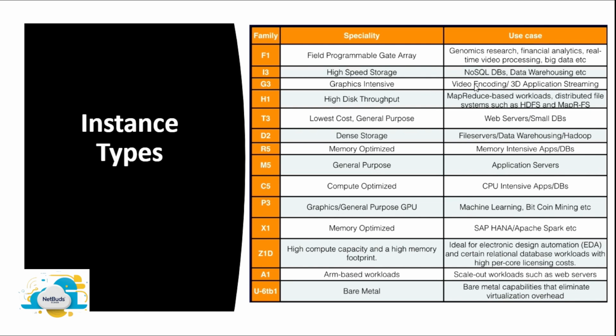In the next column, you can see use cases. If you want to run video encoding or 3D application streaming, you can use G3 type of EC2 instances. Likewise, you can see a wide variety of use cases. You can see SAP HANA, memory intensive use cases, web servers, big data, data warehouse. So you name it, you have all the use cases which are relevant for enterprises in today's market.